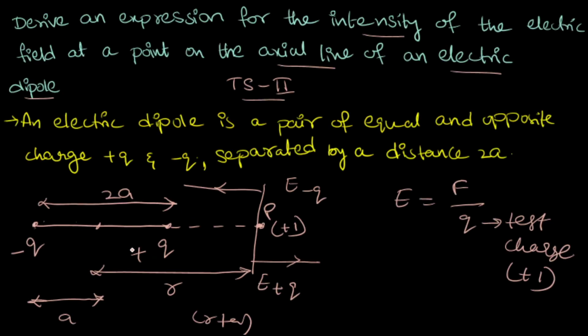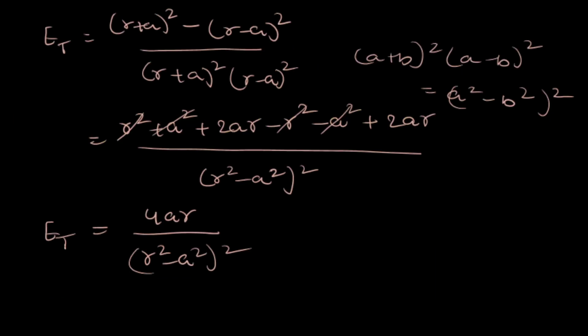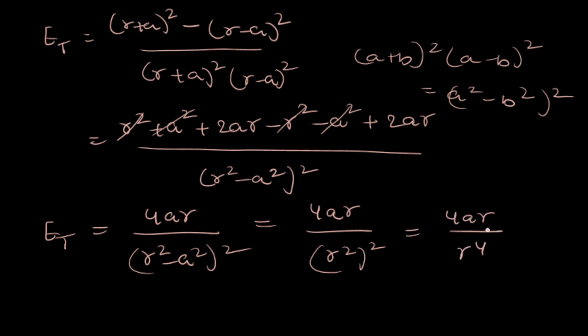As the distance r between this unit positive charge and the center of the dipole is very much greater than the distance between these charges to the center, we can neglect a. Therefore we have 4ar by (r square) whole square. This will be equal to 4ar by r power 4. One r gets cancelled. Therefore the total electric field is equal to Q by 4 pi epsilon naught into 4a by r cube.